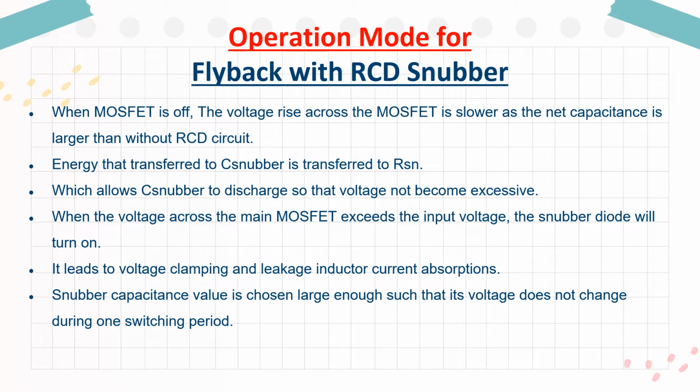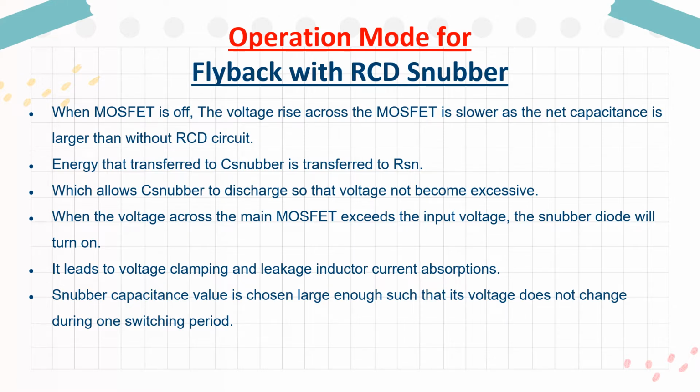Operation mode for flyback with RCD snubber. When MOSFET is turned off, the voltage rise across the MOSFET is lower as the net capacitance is larger than without RCD circuit. Energy that is transferred to the C snubber is transferred to R snubber, which allows C snubber to discharge, so that the voltage across the MOSFET does not become excessive.